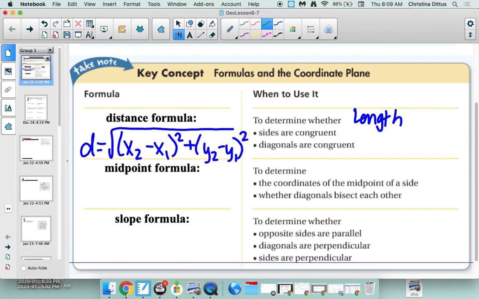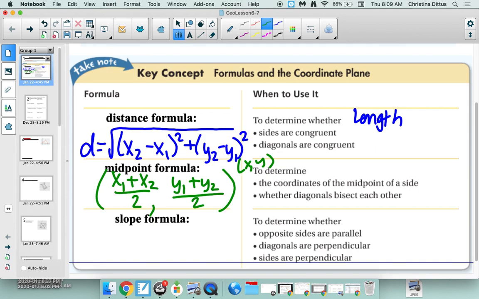Our midpoint formula, I don't think we've seen this in a long time. It's x1 plus x2 over 2, comma, y1 plus y2 over 2. Remember, you don't ever add these two together. A midpoint formula is like two things. It's like a point, like x, y. Okay?